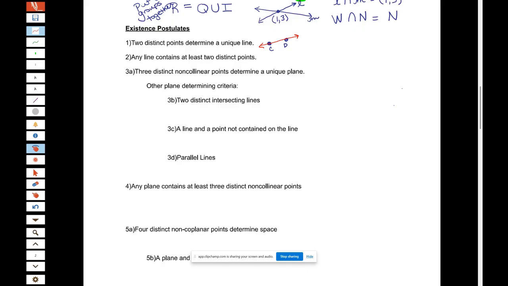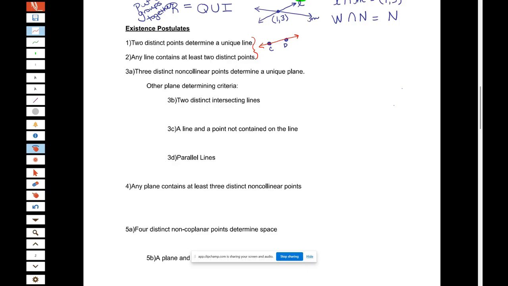The reverse is true. If you have a line like CD, it contains at least 2 points, C and D, and you can put other points on the line as well and use them. So these two are kind of opposites of each other. So that has to do with determining a line.